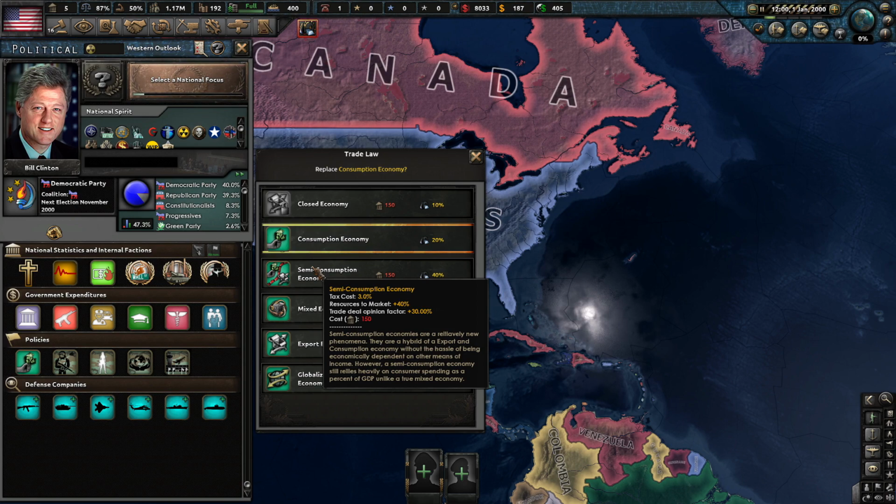Going down the options, you will put more and more of your total resources onto the market like vanilla. What is important to note is that having more globalized trade laws actually reduces tax costs, while having a closed economy increases costs. In addition, both consumption and semi-consumption laws increase trade opinion with other nations, meaning they are more likely to trade with you for resources over other nations.